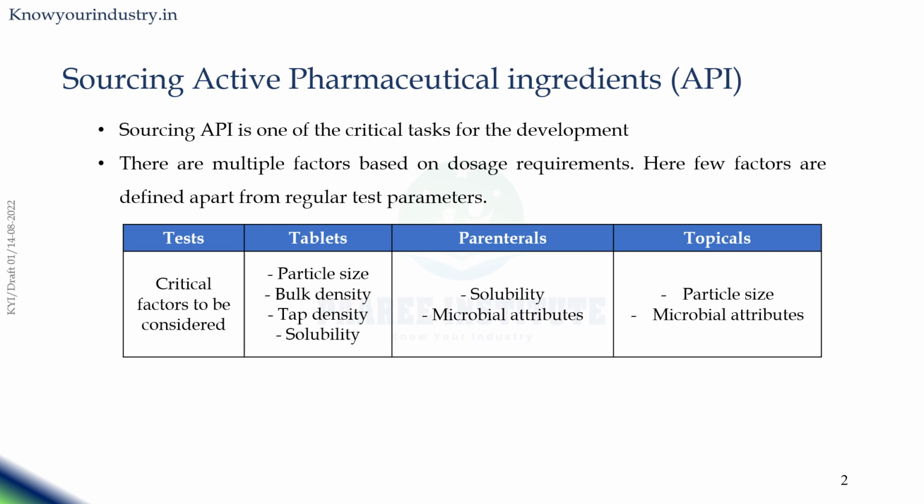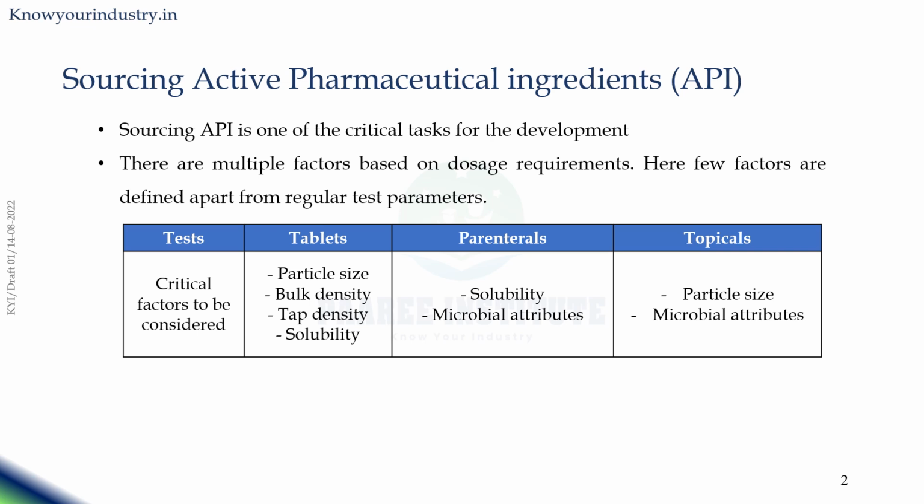There are multiple factors based on dosage requirements. Here we have tabulated a few factors for your understanding. For example, a critical factor is to be considered for each dosage form. For the tablets, apart from the regular tests, you may have to consider particle size, bulk density, tap density, and solubility. We understand the importance of particle size and bulk and tap density for any kind of tablets and capsules.